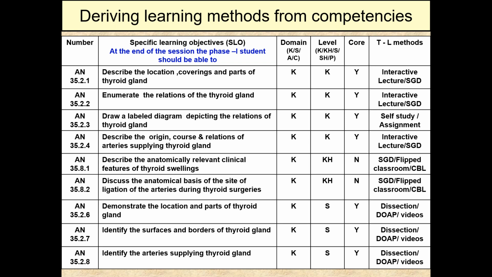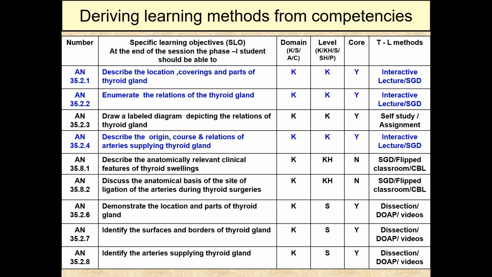Then I have brought the two competencies of knows how level. Now, knows how level, I told you that when you go to higher order, the learner involvement should come. So I have decided that I will choose either a small group discussion or a flipped classroom or a case-based learning. Then for the demonstration identification purposes, I have made dissection or DOAP, that is observing, demonstration, assist, and perform, which is mentioned in our booklet, or you can use videos. So these are the learning methods which I have decided upon for achieving these objectives.